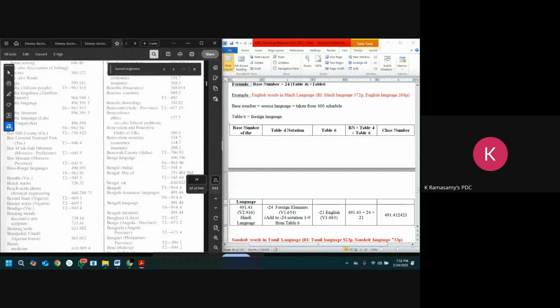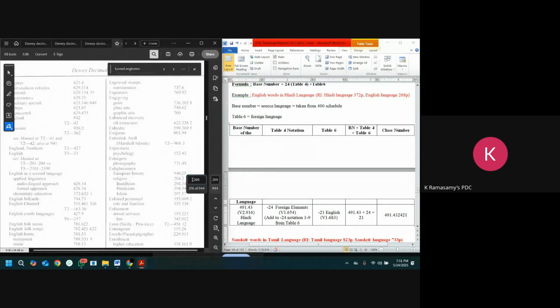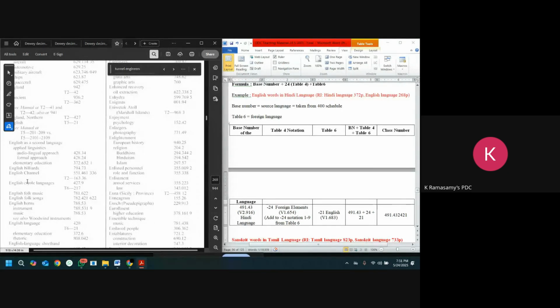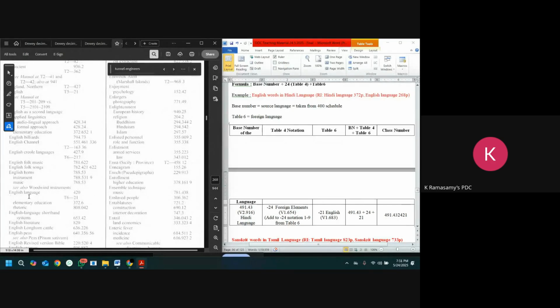I go to table 4. In table 4, in the index, I'm just trying to find out what is the number for English language. I go to the relative index. I search for English language. Okay. There they are given, English language. Table 6. What is the number for English language as found in table 6? 21. You write 21 here.